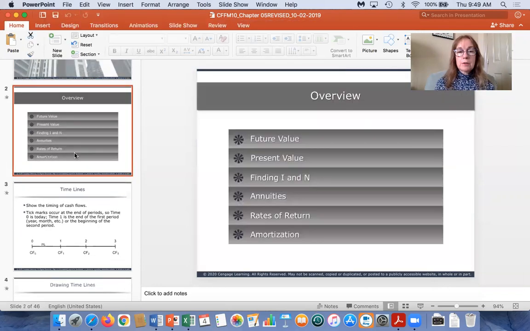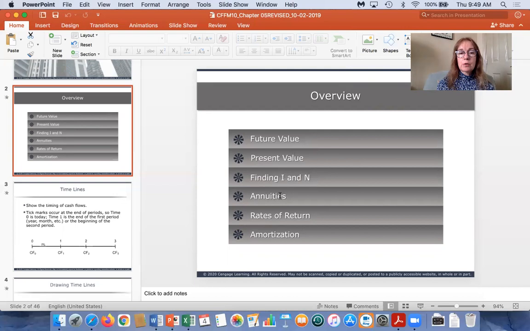So this is what we're going to be talking about in this chapter: the future value of a lump sum, which is if you make a lump sum investment today, how much is it worth in the future? The present value of a lump sum, if I want to have a certain amount in the future, how much do I have to put in today? Okay. And we're also going to look at how we can find out how many years it would take us to get to a certain amount, or at what interest rate we would need to get to a certain amount.